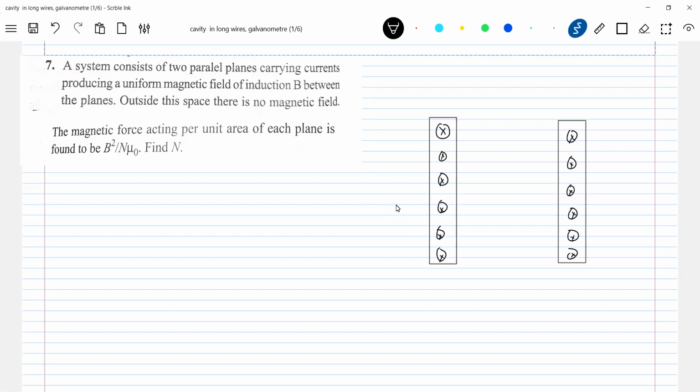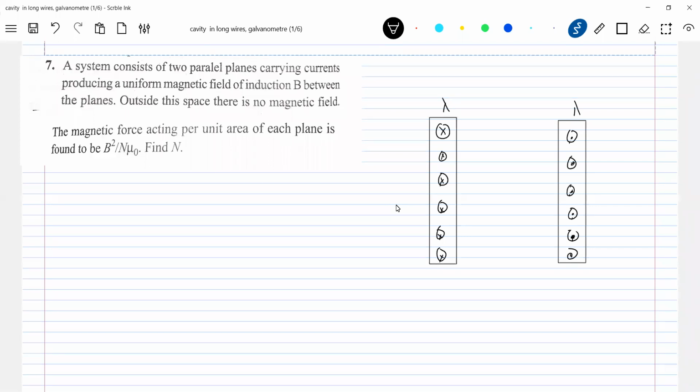Earlier we did it for a wire, no? Now it is the force of interaction for each plane. Now let lambda be the current per unit width. We'll assume, or J, anything you can assume. So let me assume lambda is the current per unit width. Let me assume this, out of the plane.